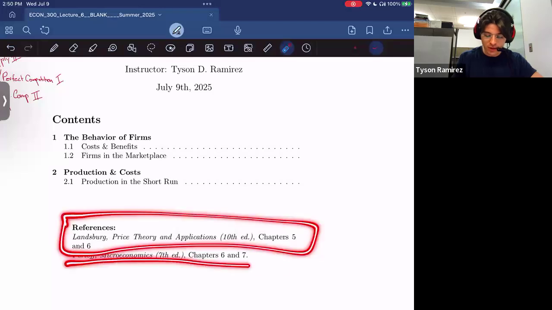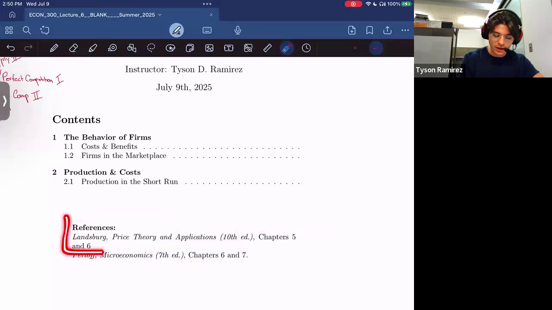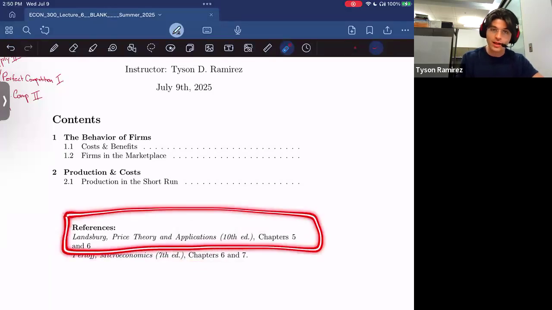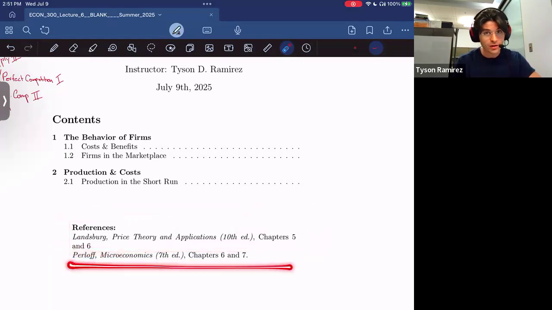The Perloff book is where I just borrowed some of the mathematic notation, but the intuition and a lot of the examples are going to come from Landsberg. Honestly, when I was looking at these chapters, they are a bit wordy, but the intuition is good. So if you prefer words to equations, then Landsberg is pretty good. If you like more equations than words, then Perloff is going to be what you want.